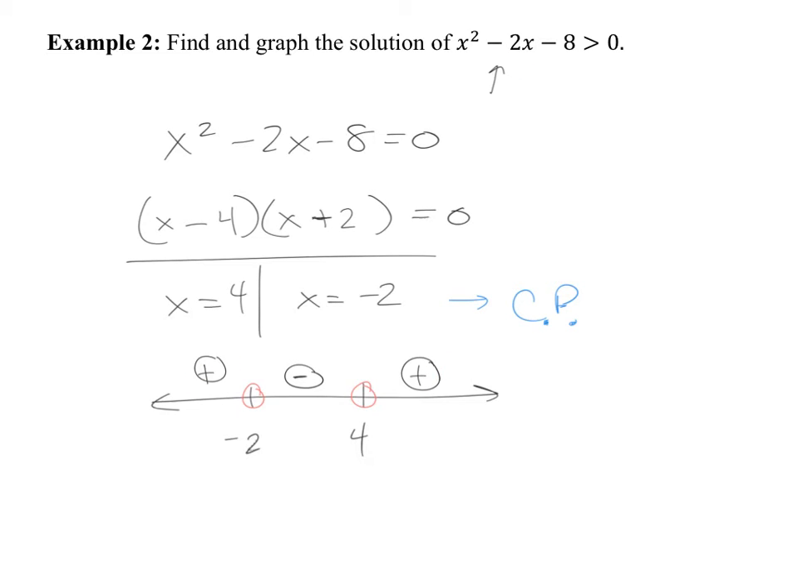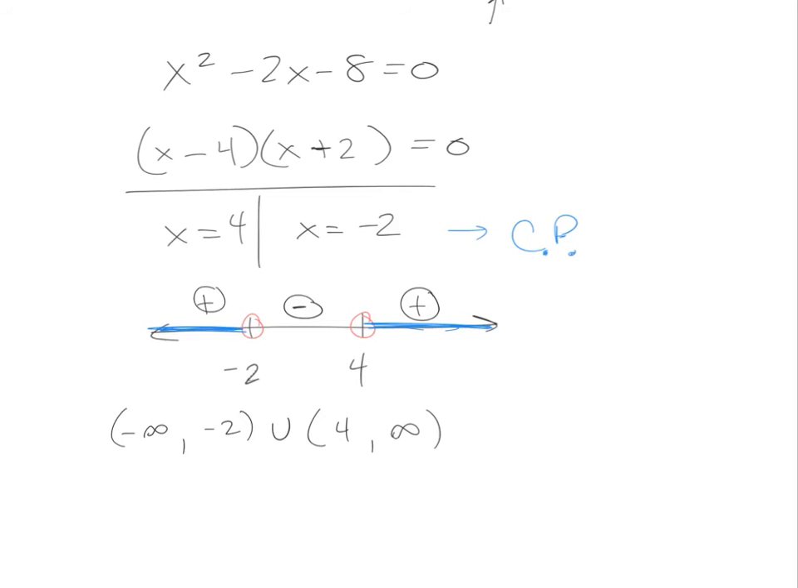We've got these two regions out here. So we've got from negative infinity to negative 2 and 4 to infinity. Okay, if I were to shade, I'd be shading here and shading here. In solution set form, we've got x is less than negative 2 or x is greater than 4.